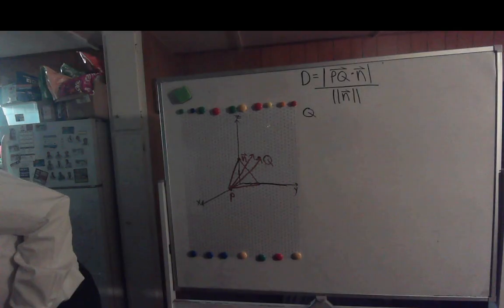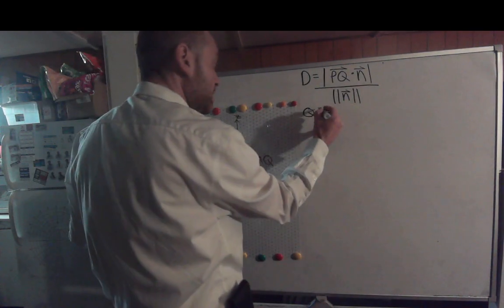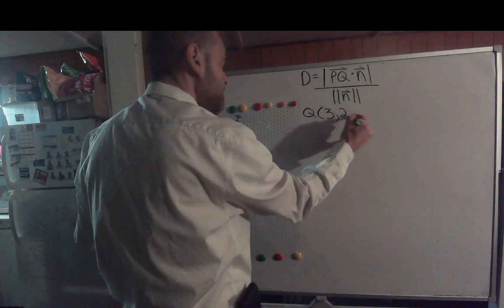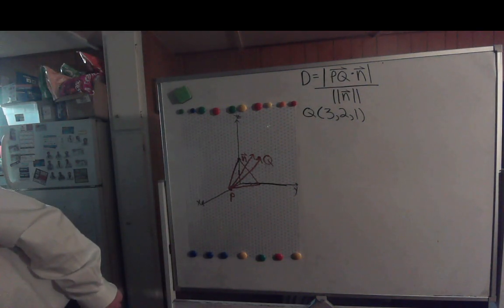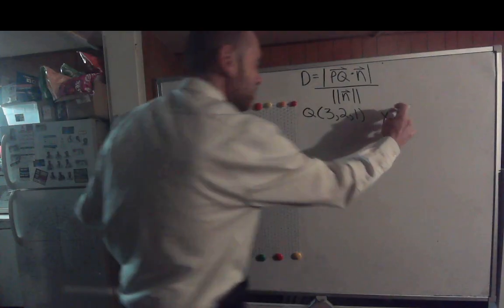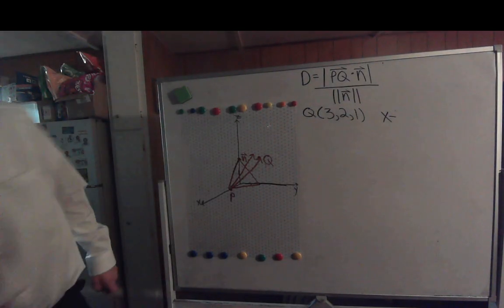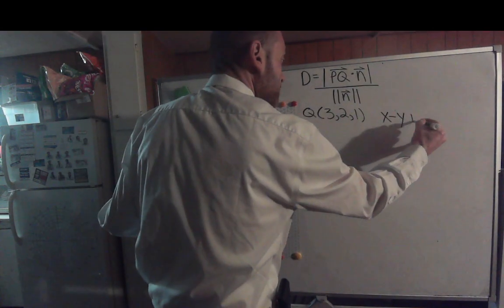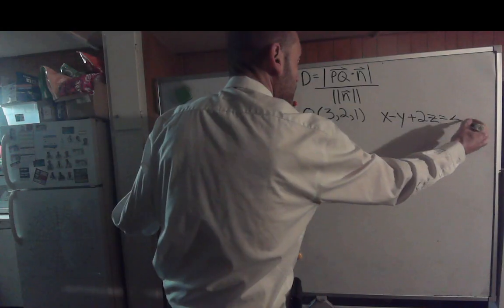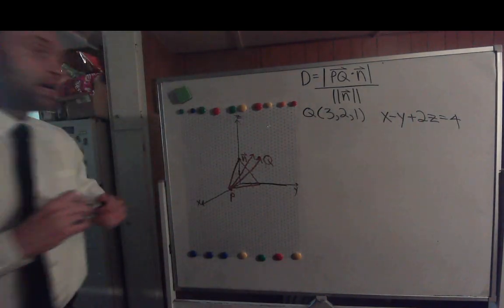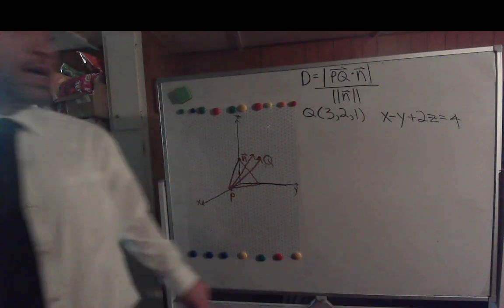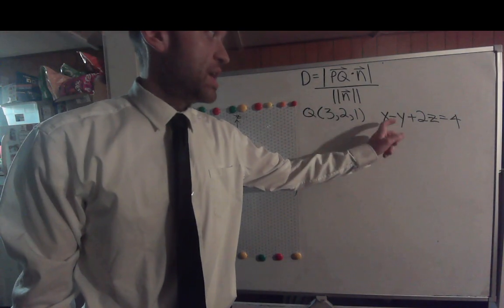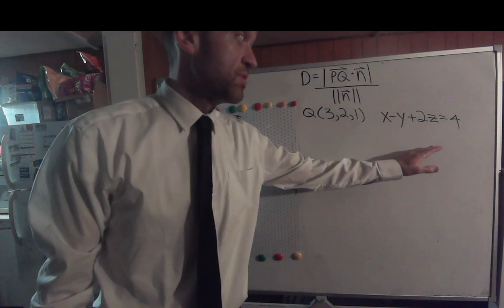Alright, so we're going to pick point Q outside of the plane to be at 3, 2, 1. The plane itself will be x minus, let me make sure I'm reading that right, x minus y plus 2z equals 4. So we need to find the distance from point Q outside of the plane, which is at 3, 2, 1, to the plane itself with the equation x minus y plus 2z equals 4.